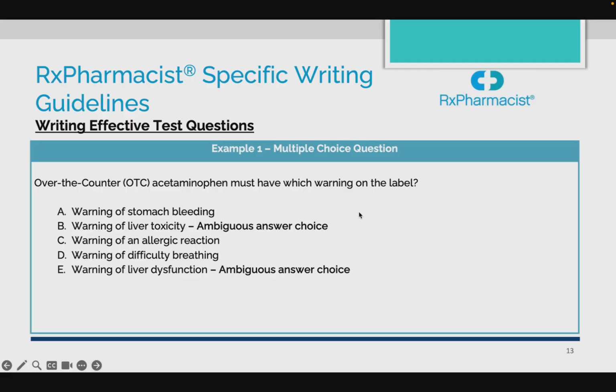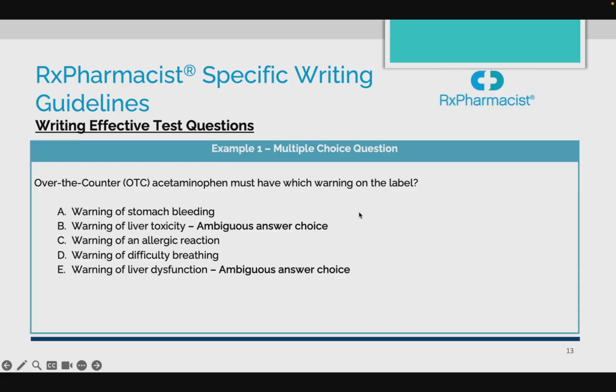So continuing on with writing effective test questions. For the first example, we have a multiple choice question, and it reads, over-the-counter acetaminophen must have which warning on the label? If we read through these very quickly, we can see that B and E share a similarity. They both deal with the liver. One with liver toxicity and one with liver dysfunction. If someone were to write a question like this based on these answer choices, of course it becomes ambiguous.